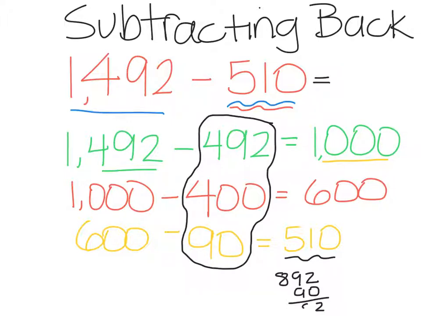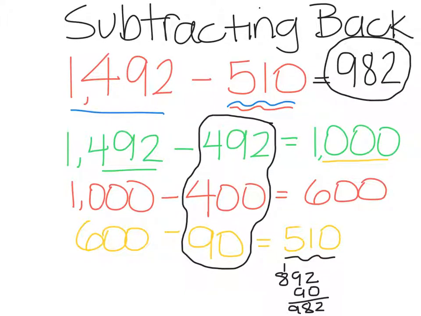9 plus 9 is 18, 982. So 1,492 minus 510 is 982. And that's my answer for that one. So subtracting back again is just in chunks.